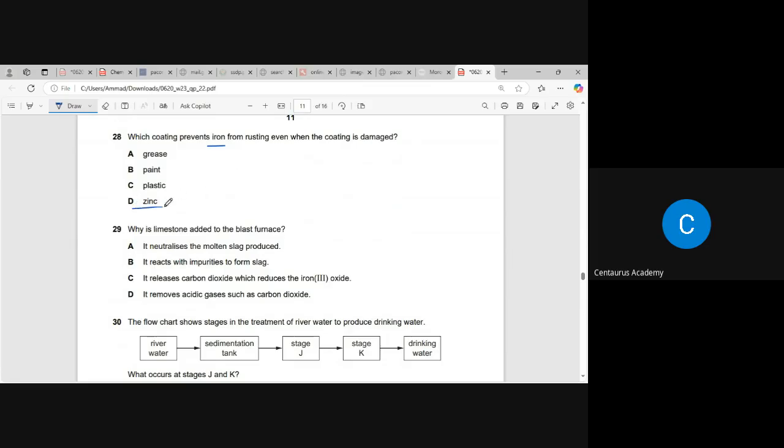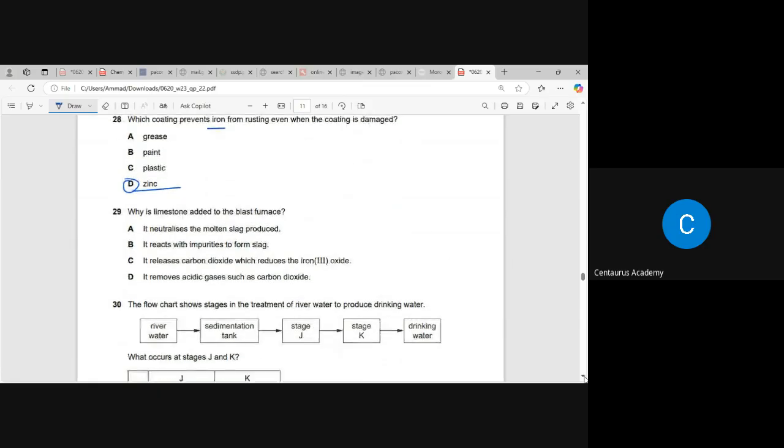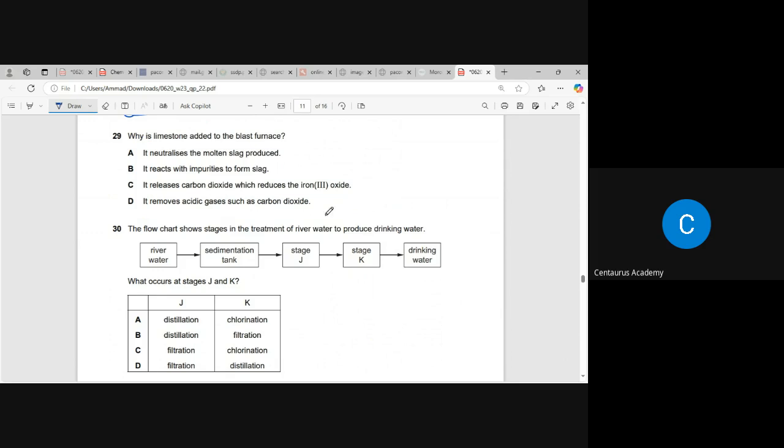Zinc. Okay, zinc. This is your galvanizing, the process of galvanizing. Why is limestone added to blast furnace? Limestone, which is added to blast furnace, is basically going to react with the impurities to form the slag. Okay, so B should be the right answer.